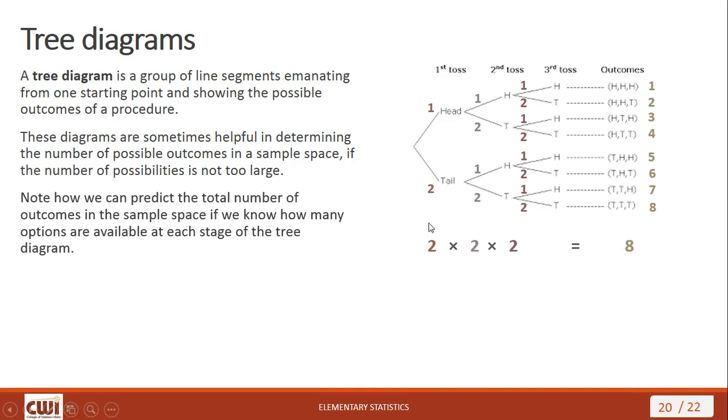Likewise, we could say that 2 to the third power is also 8, because we have 2 possible outcomes that we're repeating 3 times. So 2 to the third power, 8. That gives us the total sample space size without having to draw the tree diagram. However, for some purposes and for some people, drawing a tree diagram can be very useful for seeing how the outcomes actually play out.